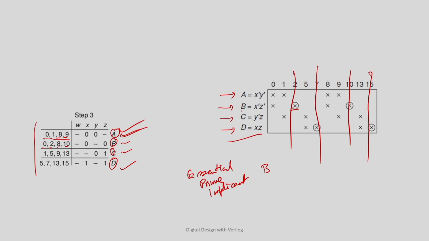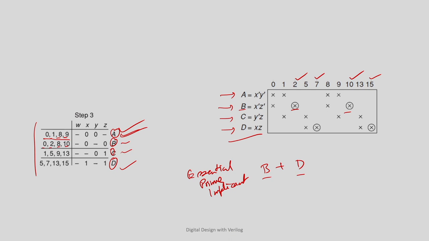Similarly, whenever I select B, it also covers 10 and 2. Now for 7, I have to pick D, because this is a must. 7 is only covered by D, and if I pick D, that also covers 15. So this way I have to pick B and D; for any minimal expression, B and D will be there.